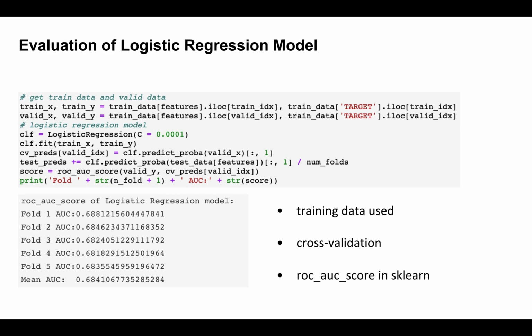For the evaluation part of the logistic regression model, part of the training data is used to perform cross-validation, then we call the ROC-AUC score function in scikit-learn to get the area under the curve of the prediction values of the model. And we can see from the result that the mean AUC is approximately 0.684.